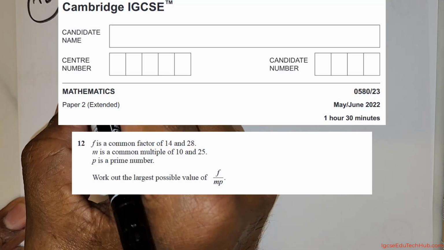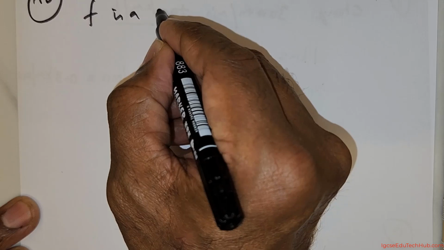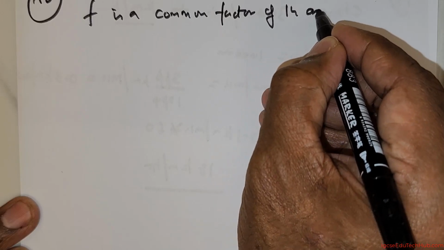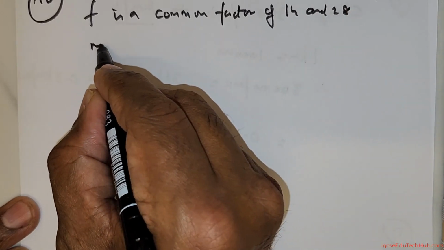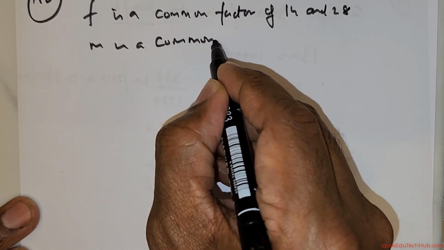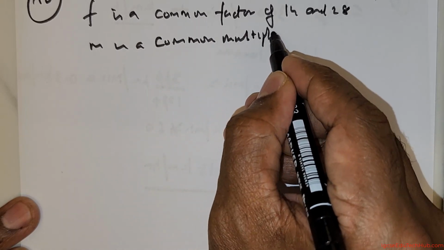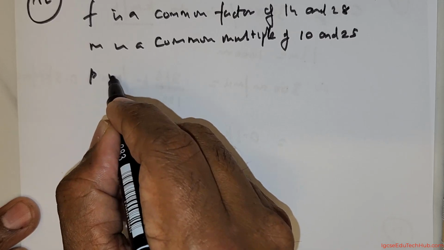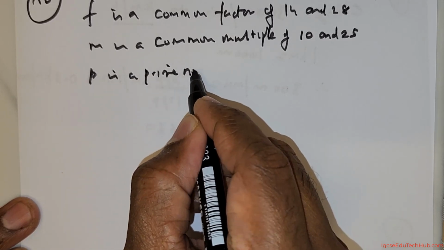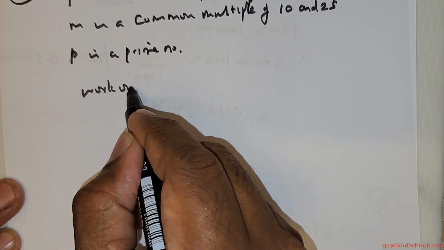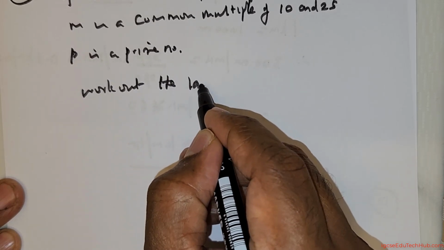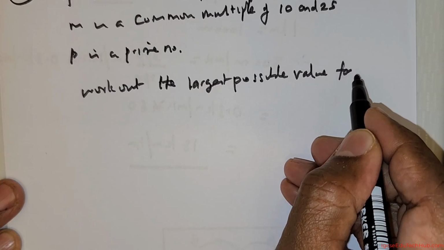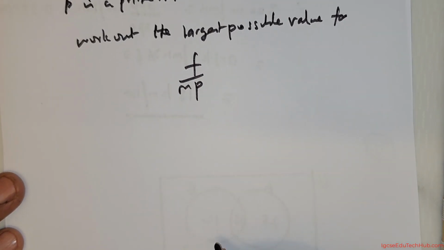Students, this is question number 12. We are given f is a common factor of 14 and 28. M is a common multiple of 10 and 25. P is a prime number. Now we are expected to work out the largest possible value for f over m into p.